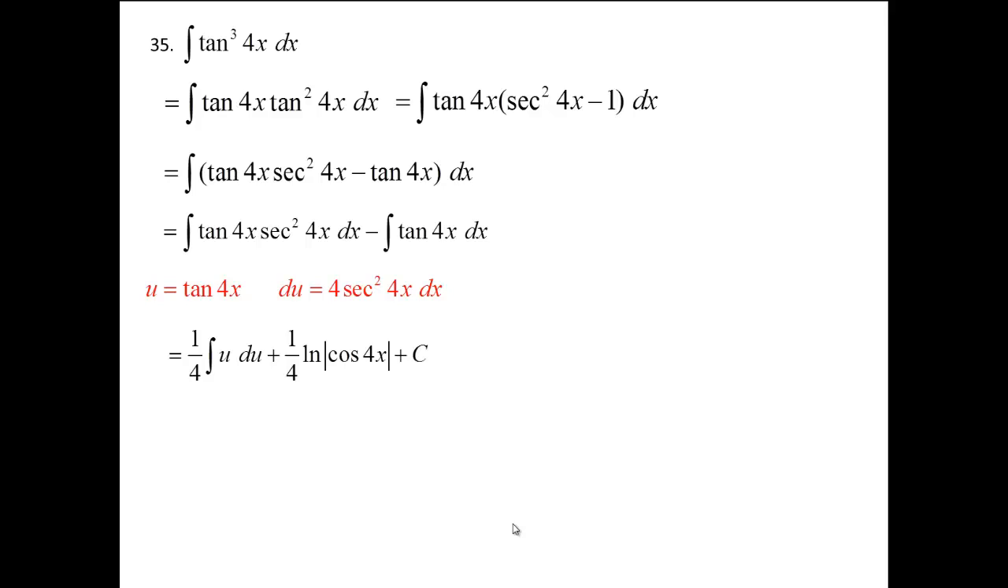So now it's pretty friendly. We know the antiderivative of u is 1/2 u squared, so we have 1/8 u squared. Substituting tangent 4x in there for u, this is what we get as the antiderivative. So that's it for number 27 and number 35, and hopefully you got those.